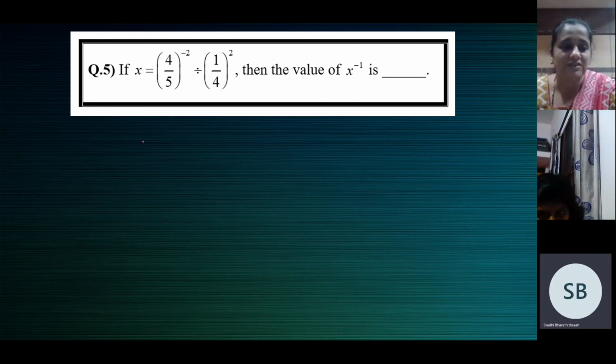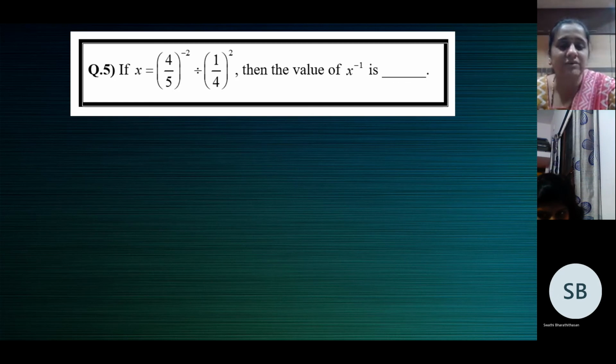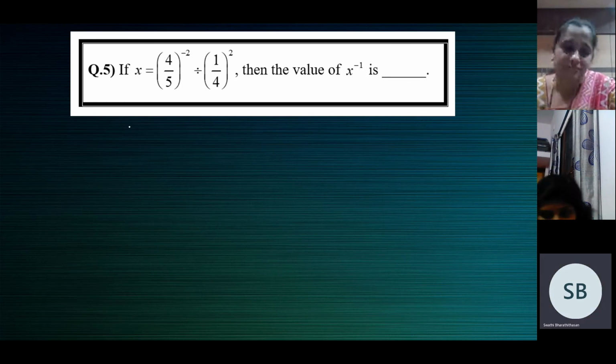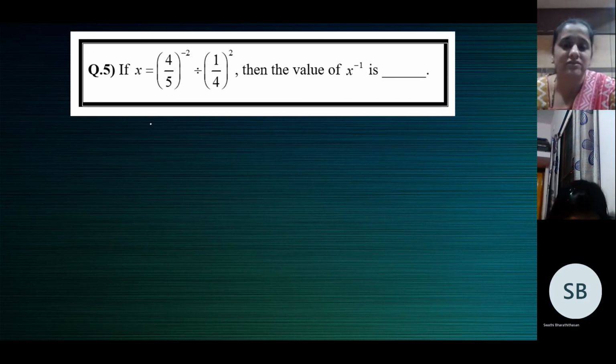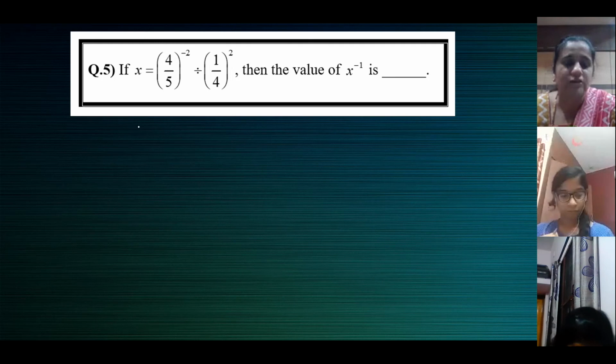Okay, I'll just work as you read out your steps. Tell me, what's the first step? Ma'am, I just found the value of x. Yeah, that's the first step. You should first find the value of x. The question is to find the value of x to the power minus 1. We'll not do that first. We'll work on x, so we'll simplify this. So x is equal to?